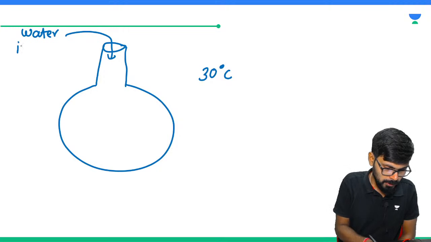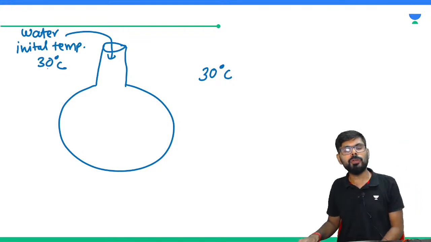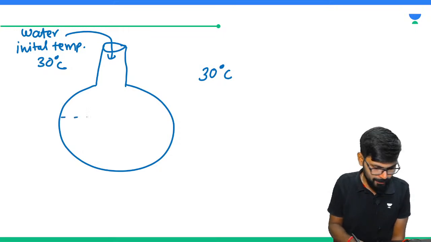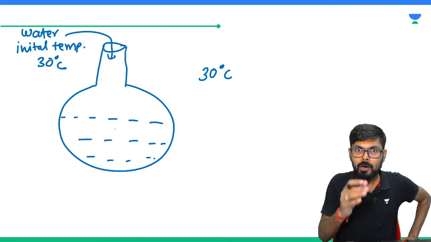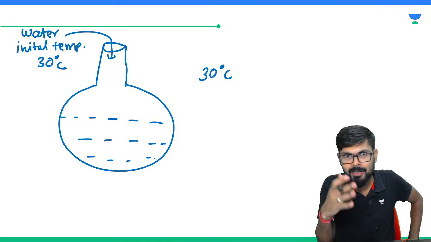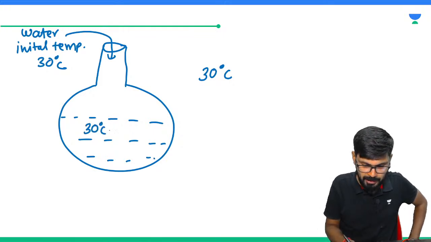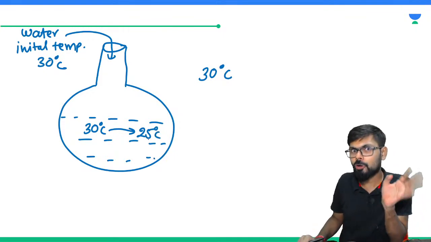Water. Initial temperature is 30 degrees centigrade. Now I am putting water. So here we have initially 30 degrees centigrade water. Now we have already seen that the earthen pot temperature decreases, right? This temperature will keep on decreasing. Initially it is 30 degrees, now it has decreased to 25.